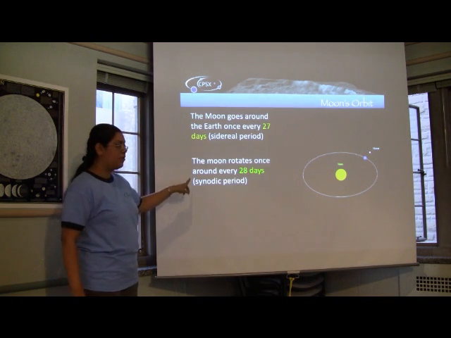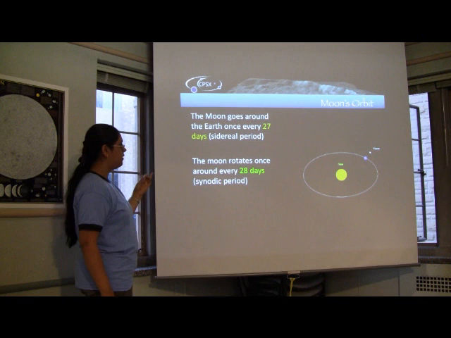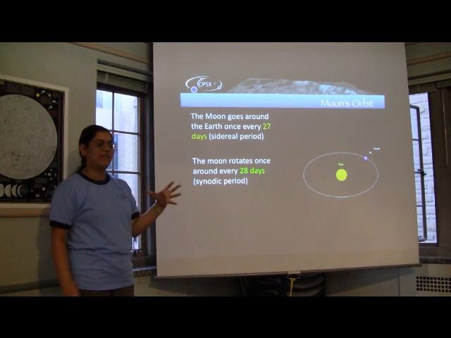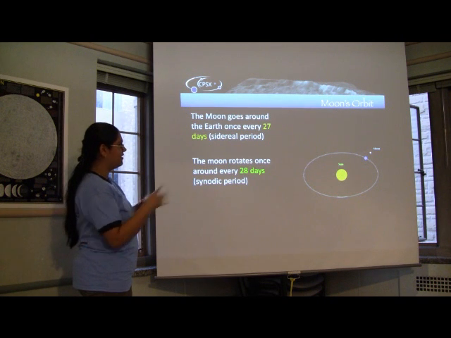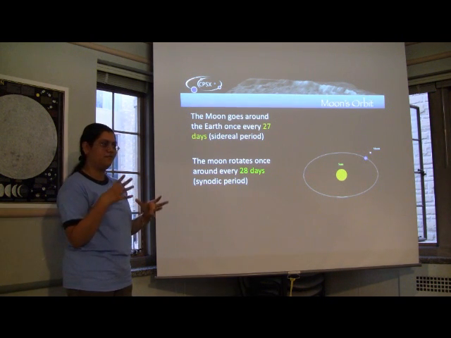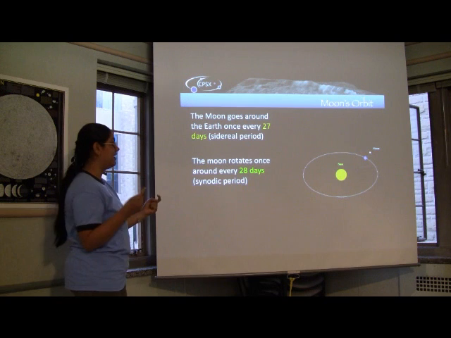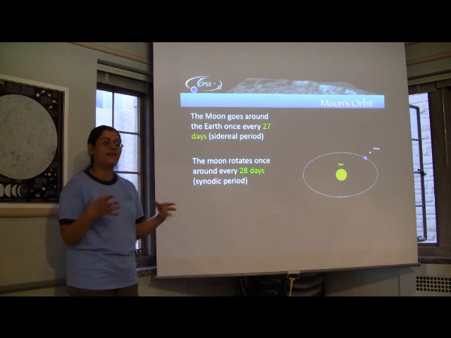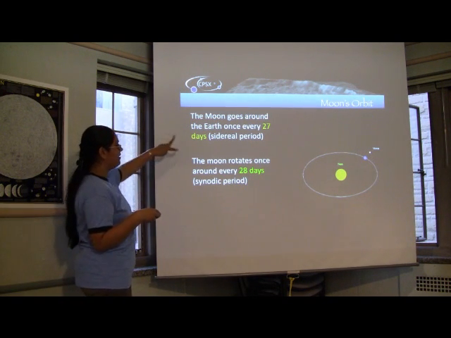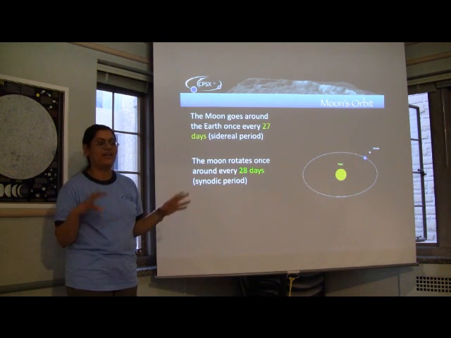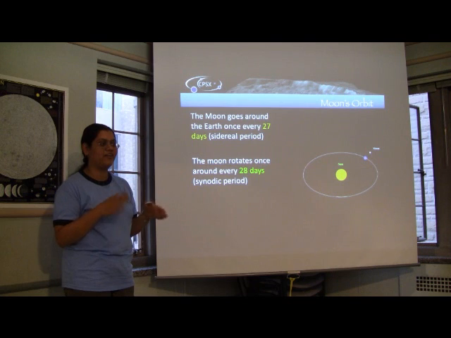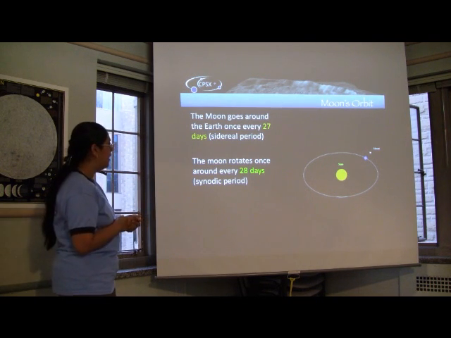The synodic period is how long it takes for the Moon to return to the same position as we see it from the Earth. The next set of slides will go into phases, but if you've seen a full moon, it takes 28 more days to get back to a full moon. The two are slightly different because the Earth is also rotating, and that causes this change. So they're not exactly the same period.